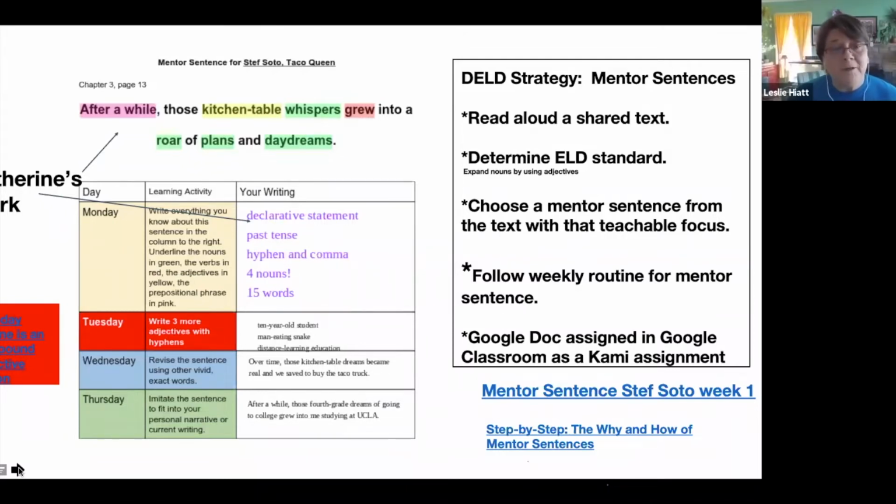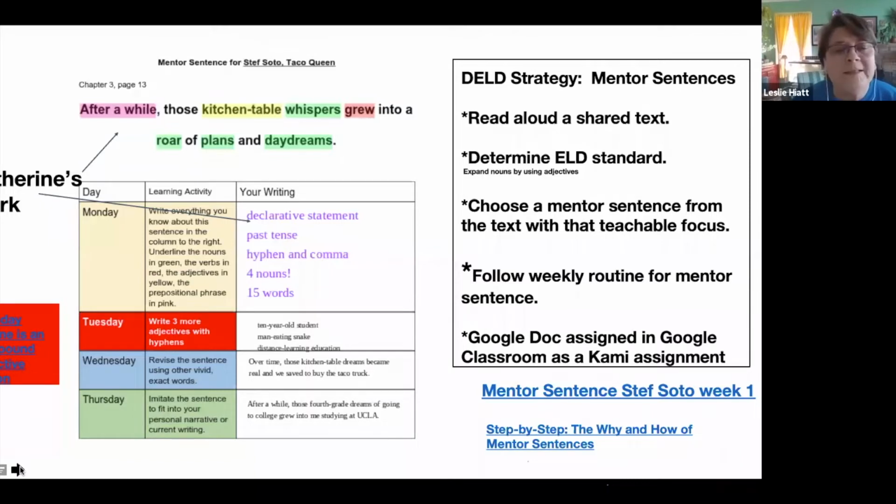So this is the sentence that I picked. After a while, those kitchen table whispers grew into a roar of plans and daydreams. And so we go through a routine then, and on Monday, the students read the sentence together, and then they write everything about the sentence that they know, and then they highlight in different colors the parts of speech. On Tuesday is when I give a little lesson. So the lesson about compound adjectives was this one.